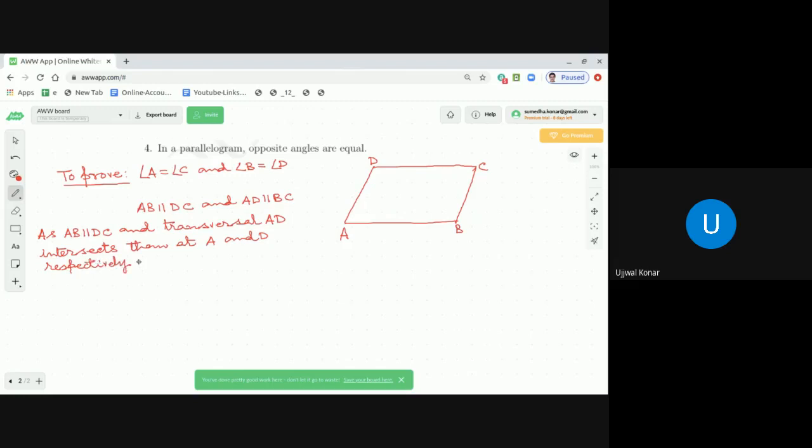If this is the case, then what can we say? We can say that angle A plus angle D is equal to 180 degrees. Correct or not? How can we say? The angles on the same side of the transversal. Correct? So angle A plus angle D is equal to 180 degrees. Based on what logic can we say? Angles on the same side of the transversal.